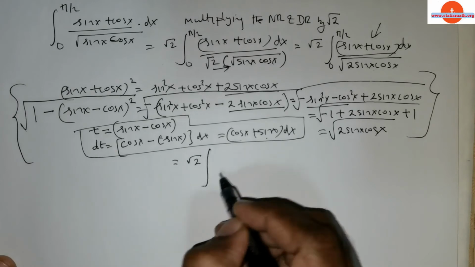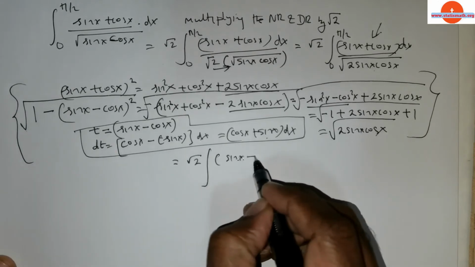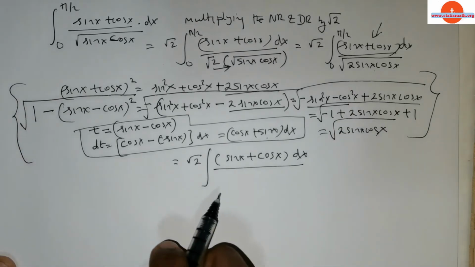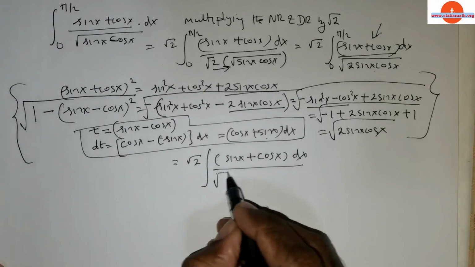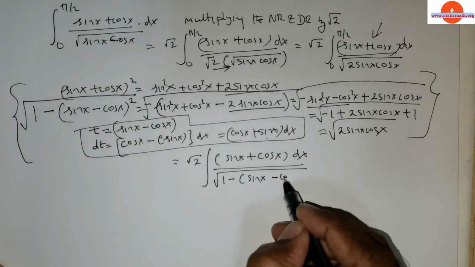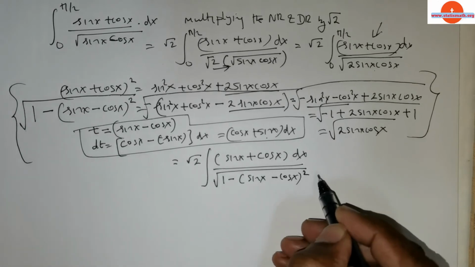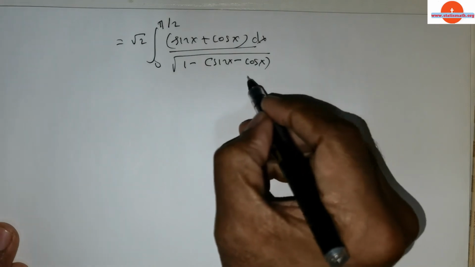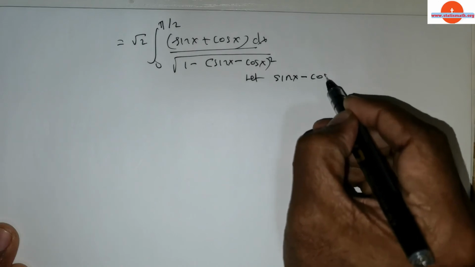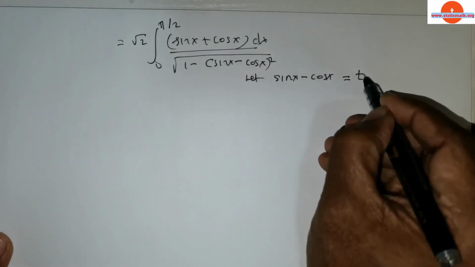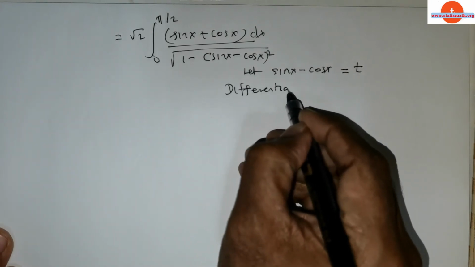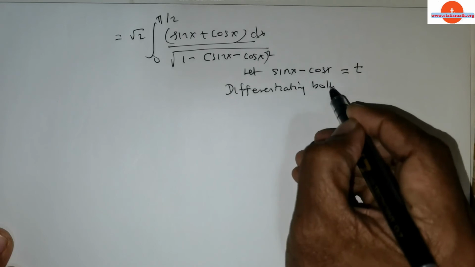So we got root of 2 times sine x, I'm not touching the numerator, positive cos x times dx. In the place of the denominator, I would now be using integral 1 negative of sine x negative cos x raised to the power 2. So let us make the substitution. Let sine x negative cos x be equal to some t. So I would be differentiating both sides.